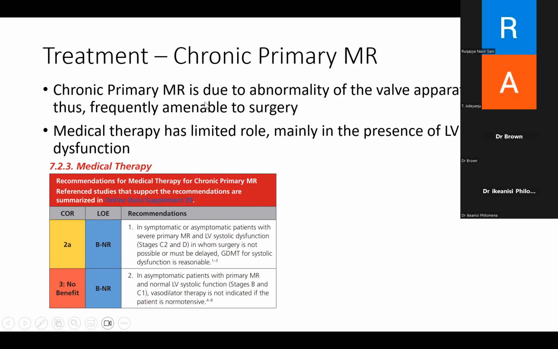chronic primary MR. Hello, can you see my screen, right? You can still see the screen. Please let me know. Yes, please, okay. We can see it. My network glitched a bit.